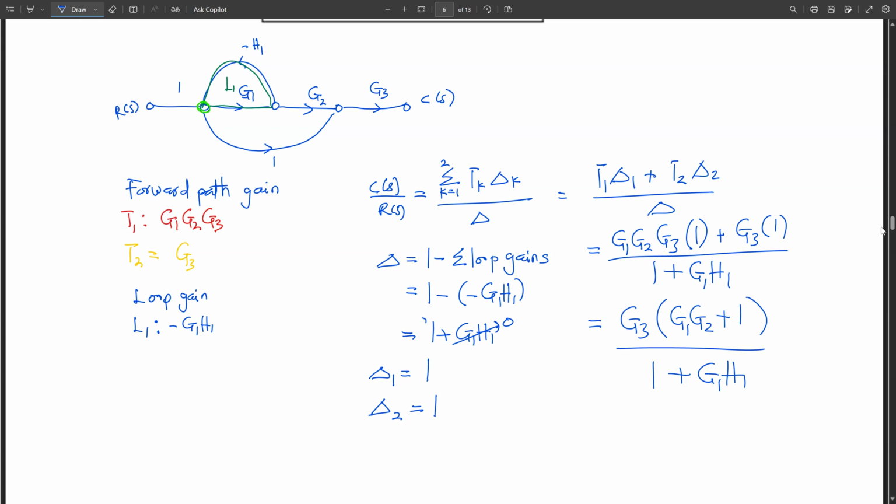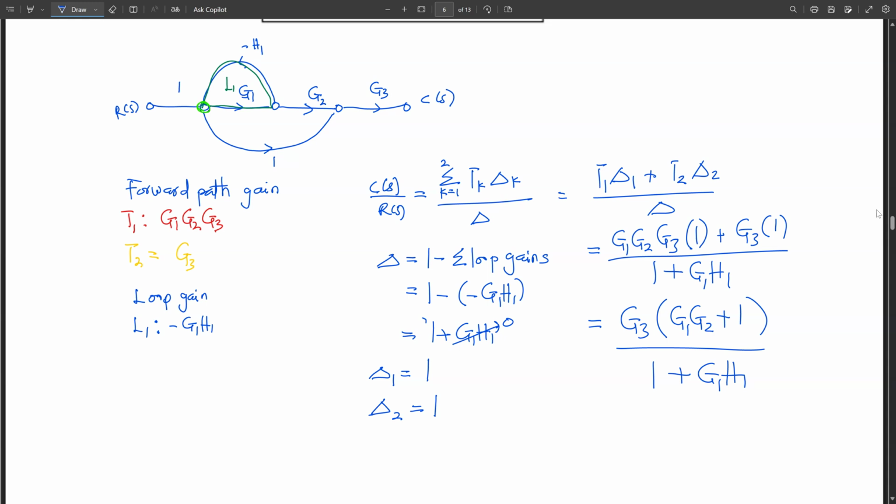And mind you, we did not have to move any block, just like the way we did in the previous videos where we had to move this summing junction and pick off points. This is a more formulaic way of doing stuff. So we don't have to go through the pain of taking a summing junction ahead of the block or taking a pick off point behind a block. This is a more formulaic way of doing stuff.